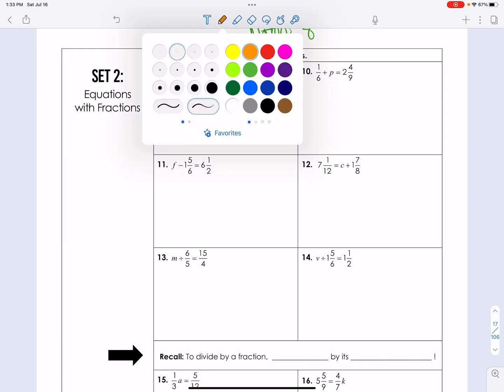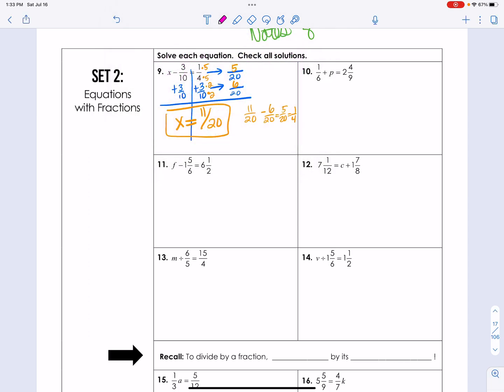Okay, I'm going to do number 11 here. We're going to kind of do the same thing we did last time. Opposite operation, I am minusing 1 and 5/6, so I'm going to add 1 and 5/6. And adding mixed numbers is not that bad, but I am going to have to rewrite this so that it has a 6 on the bottom. So wouldn't I times by 3, and it would be 6 and 3/6 plus 1 and 5/6.